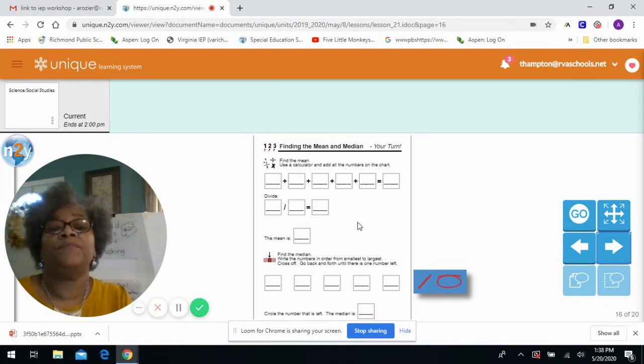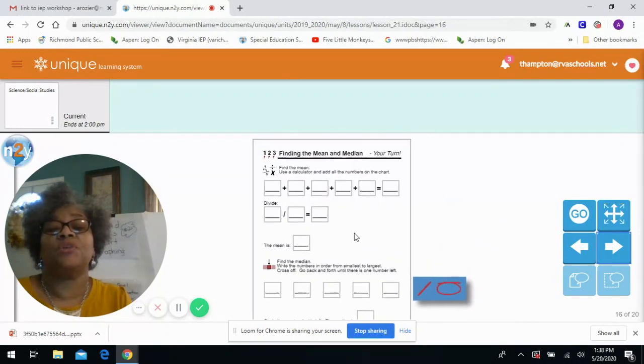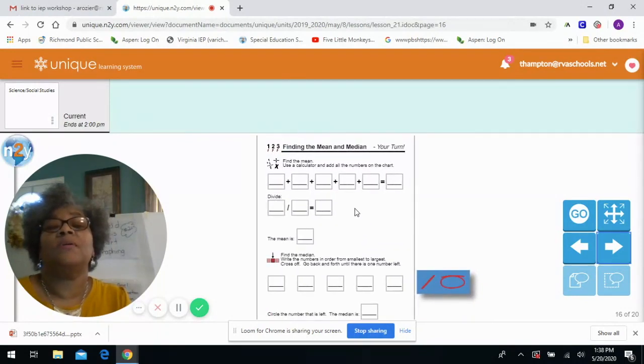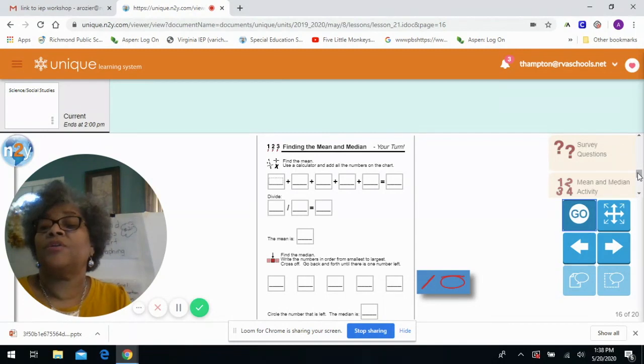All righty. So you have to use your chart. So what I want you to do is to copy the chart and then plug in the numbers from it. All right, let's continue and go to the next one.